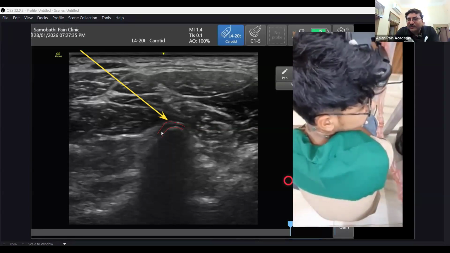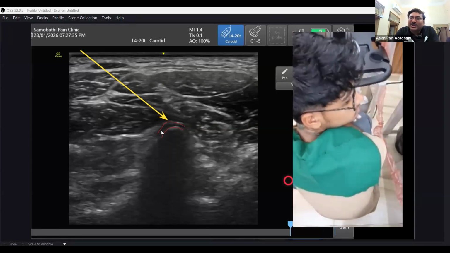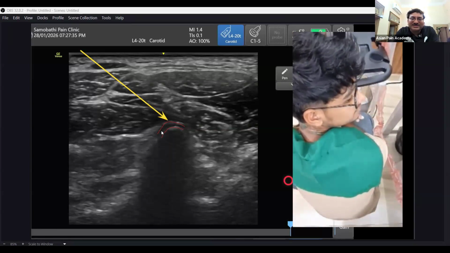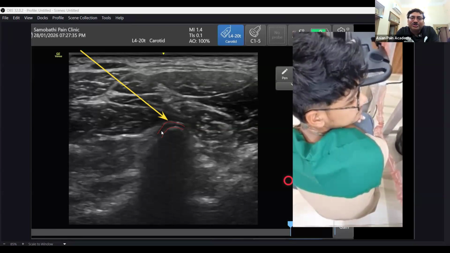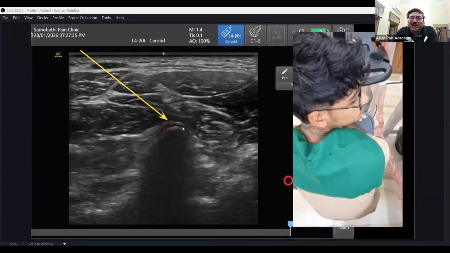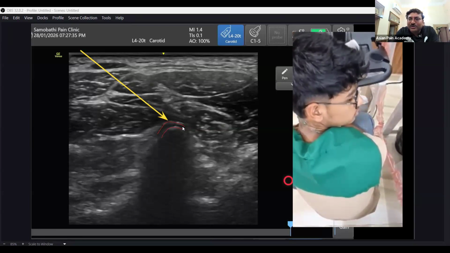In this procedure, when we are looking for the medial branch block, definitely ultrasound is good. In fluoroscopy, we are assuming all the medial branches are at the center of the articular pillar. But in practice, when we see under ultrasound, they are actually not.